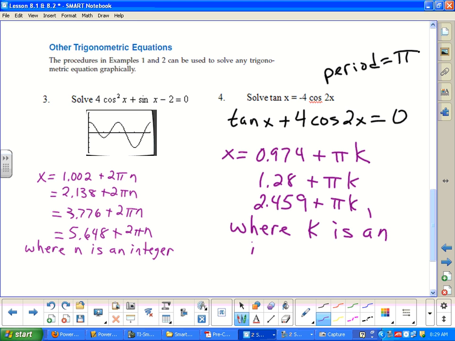And I wrote use k instead of n in this case, because I think that's what they use in the book. So that's the answers you'll see. But it doesn't matter which variable you use, as long as you say where the variable is an integer when you're done. All right, any questions on them? Okay, let's do the last one then.